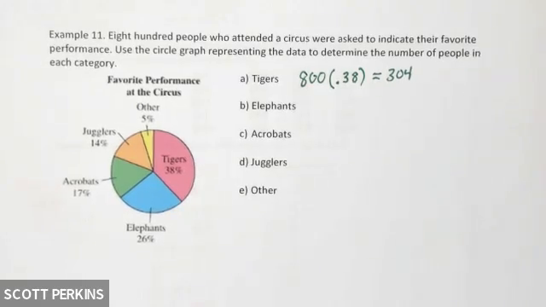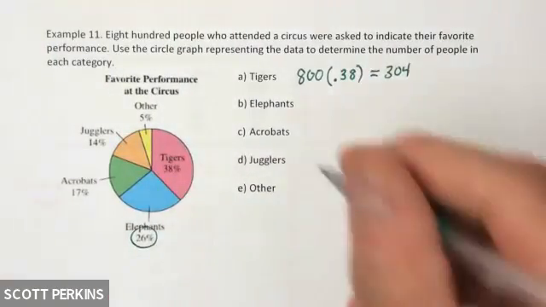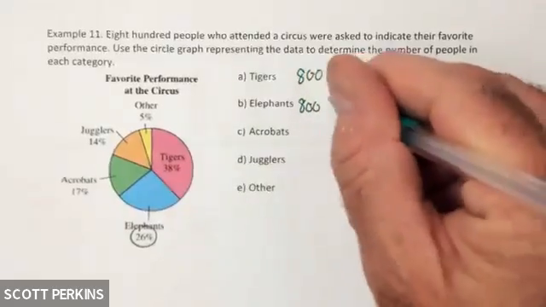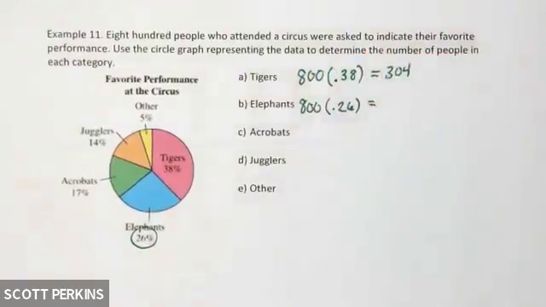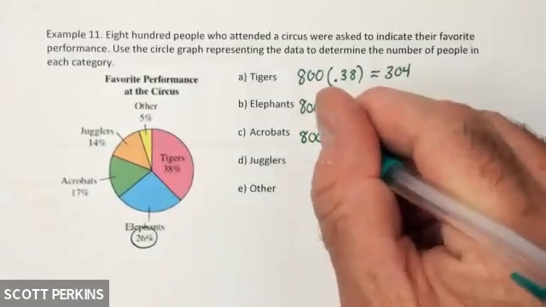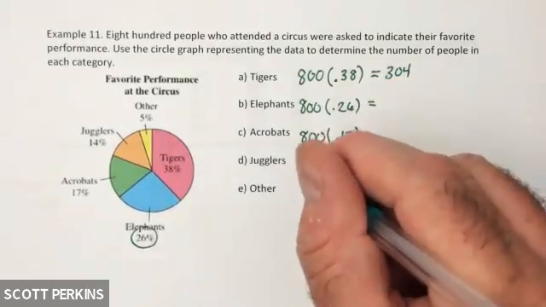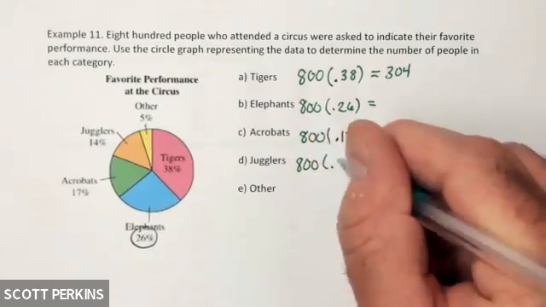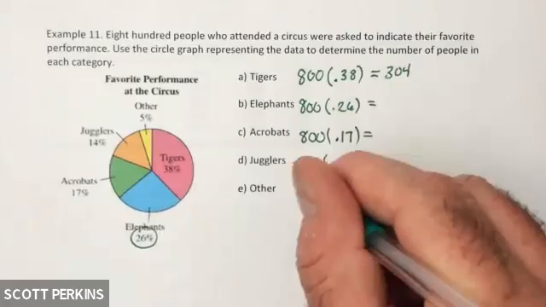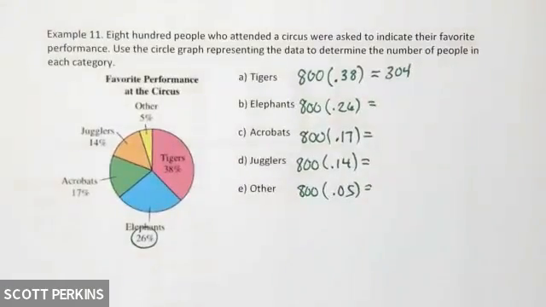Okay, again, most of this is just calculator work. So elephants, we noticed 26% of people liked elephants. So I'm going to take the 800 total times 0.26. I'll come back and do the calculator portion of that in a minute. Acrobats, and so we just do the same thing for each of those. 17% of people liked the acrobats flying around, and then 14% of people liked the jugglers, and then finally other acts, 5%, so 0.05. So again, the main attribute of this exercise has really not much to do with the actual pie graph and more to do with the percents.